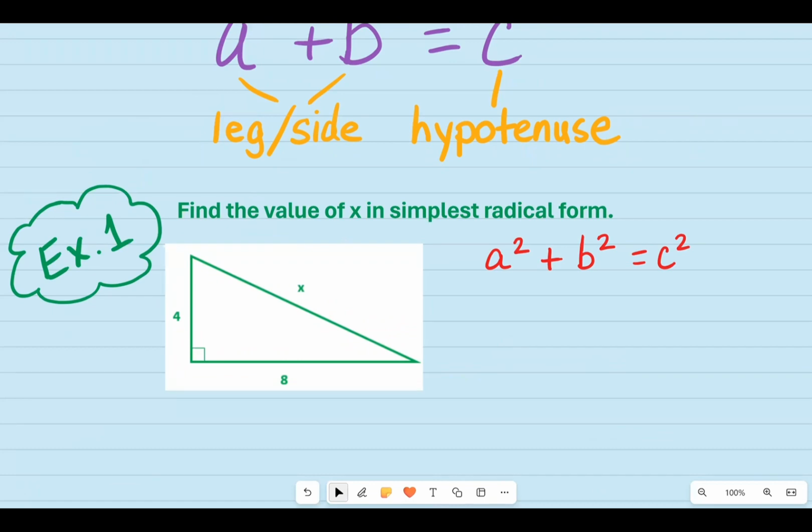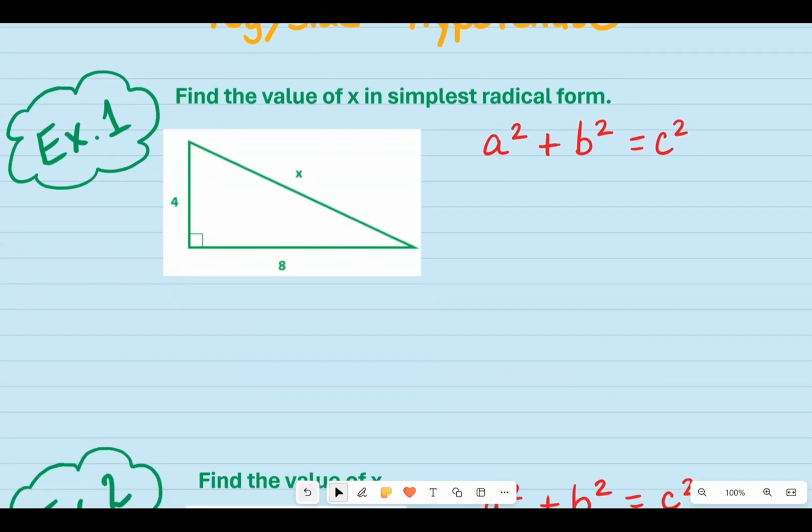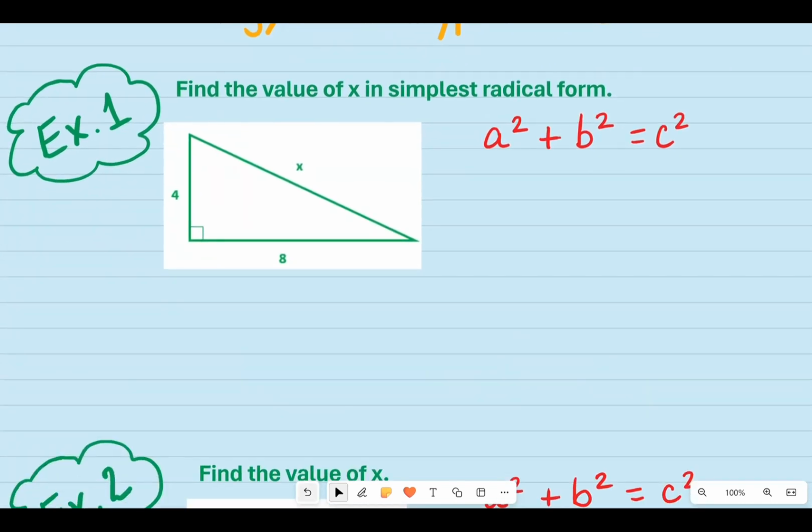How do you know it's a right triangle? Because you will see that 90-degree angle symbol, and that lets you know. So it does not matter which leg you use for A or B. It does matter what you use for C. C is the longest side of the triangle, which is your hypotenuse, and the hypotenuse is always directly across from that right angle symbol. So you can't go wrong if you understand that.